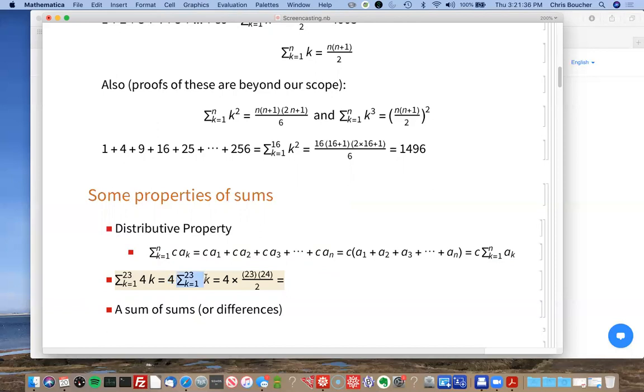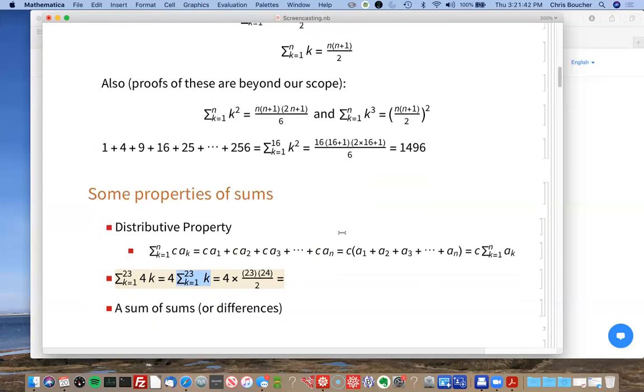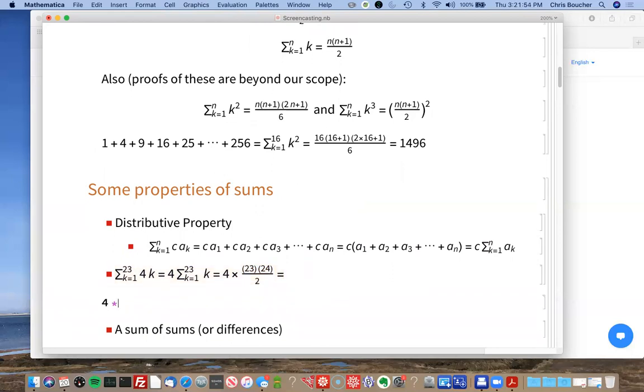And then this sum is just the sum of the first 23 integers, and we have a formula for that, right? That's the n times n plus 1 over 2 formula. And so I can replace that with the 23 times 24 over 2, and I get whatever this comes out to be. Can I do that quickly? No, I don't think I can. So let's have the computer do it for me. 4 times 23 times 24.